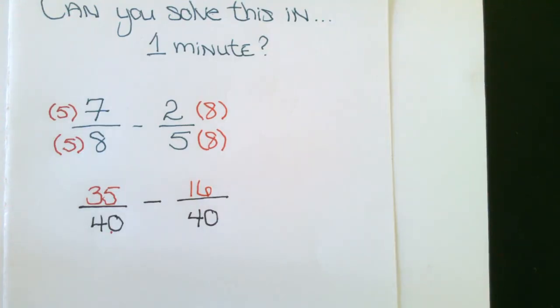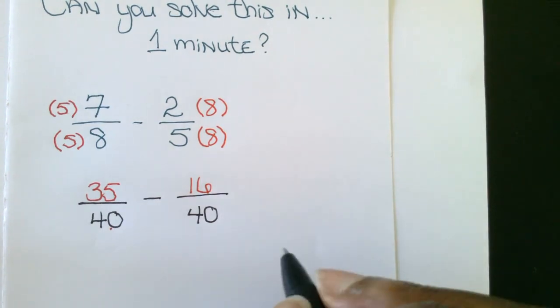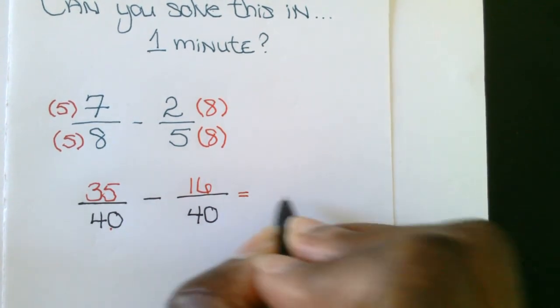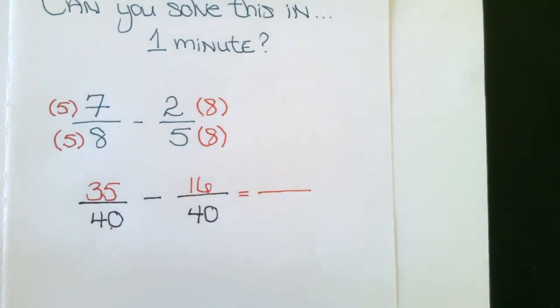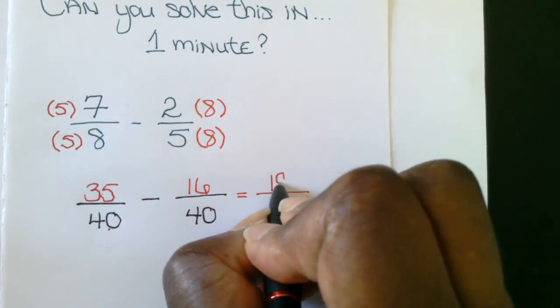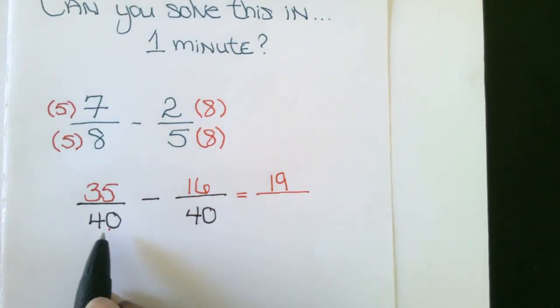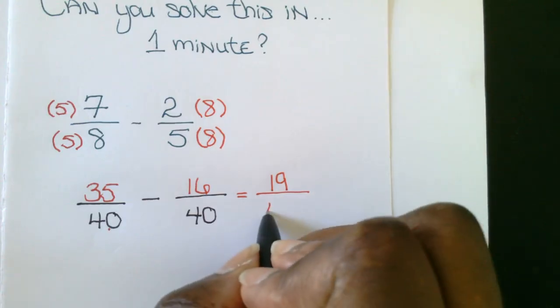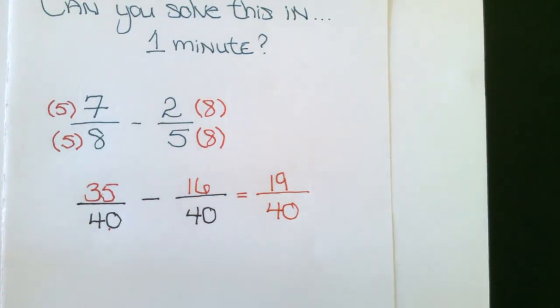So now, when you're subtracting, you're keeping your denominator. Okay? 2 times 8 is not 19. But I think I know what you're talking about. So, sorry. So now we have our 35 minus our 16. This is where people are getting the 19 from. And we're keeping the denominator, which gives us our 40.